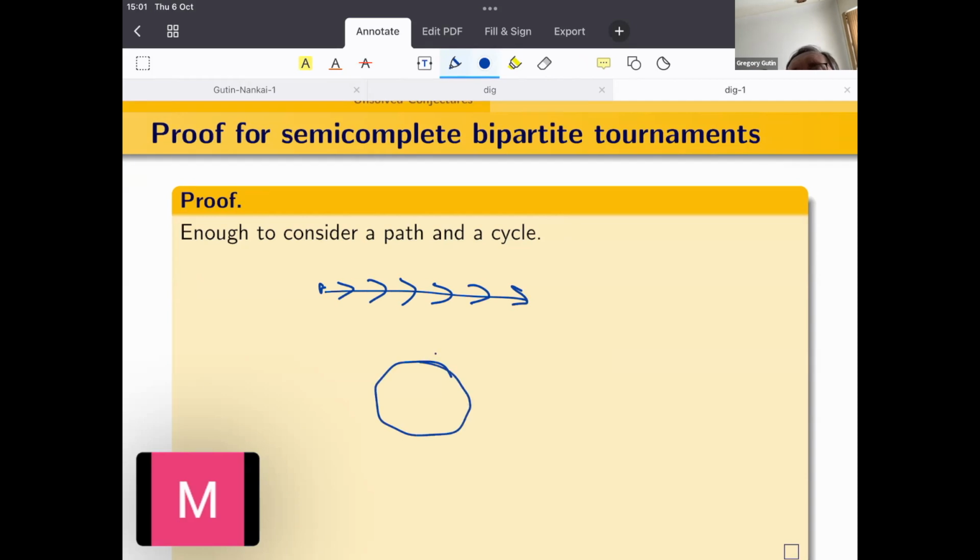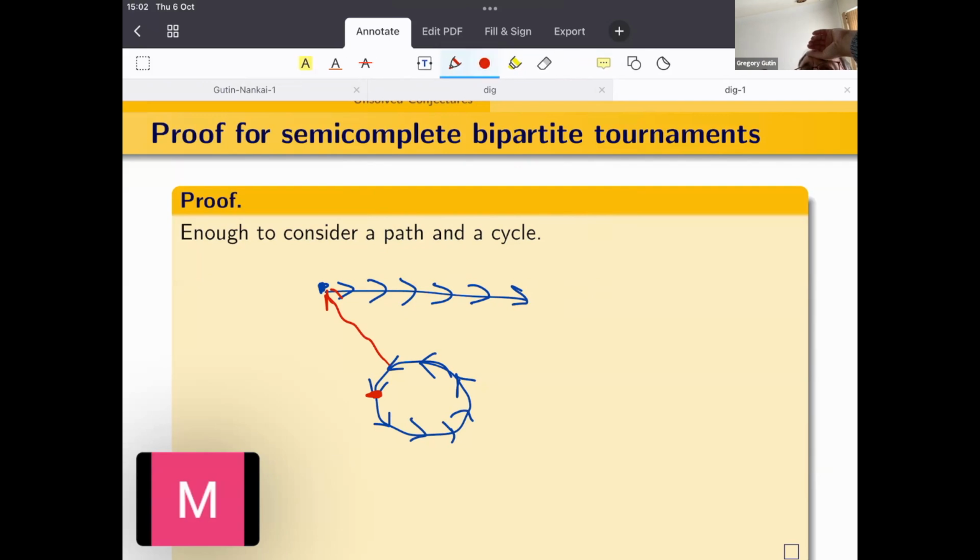And let's look at the cycle. Okay. And then we observe that if the first vertex of the path has an arc from the cycle to this vertex, then we are done. Because we can start from this vertex, go across the cycle, go to the path and pick up all the vertices. So then it's easy, then we are done.